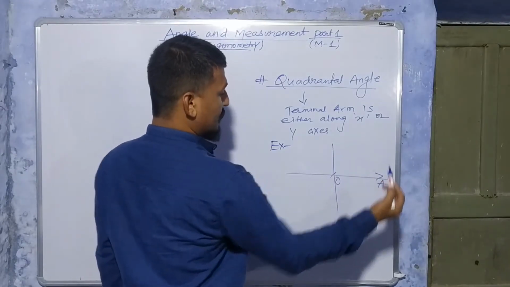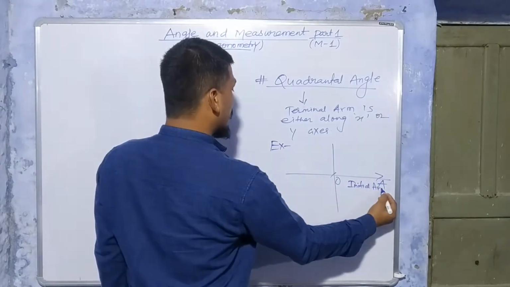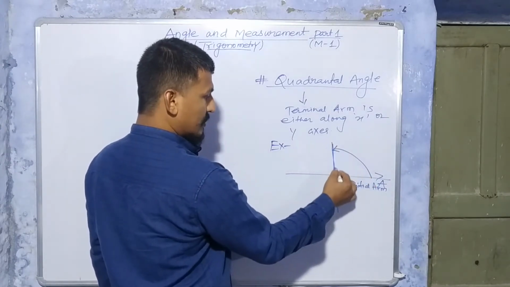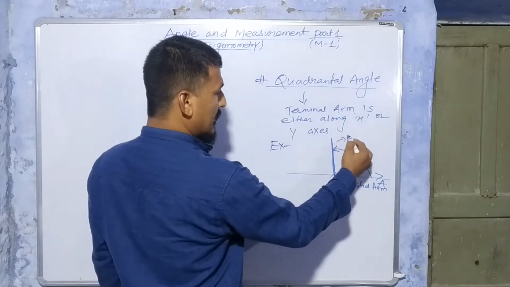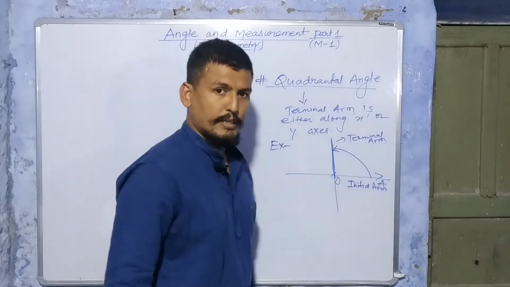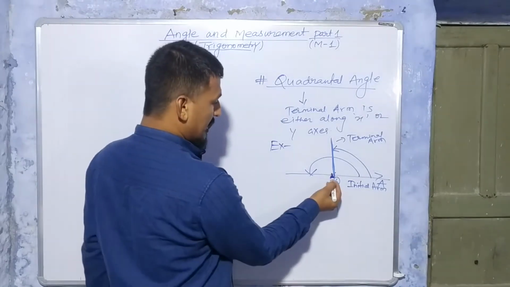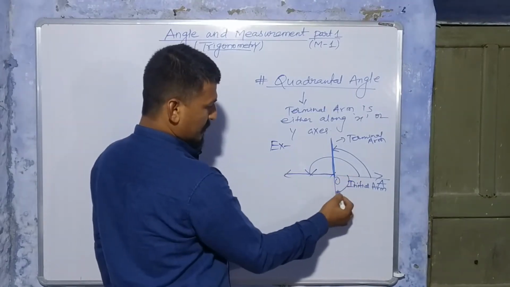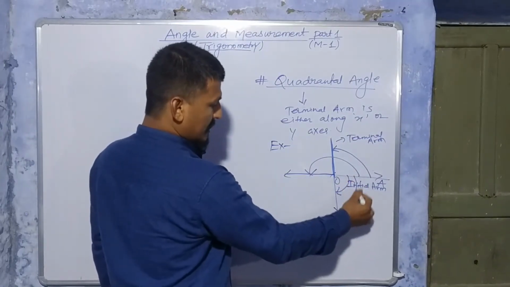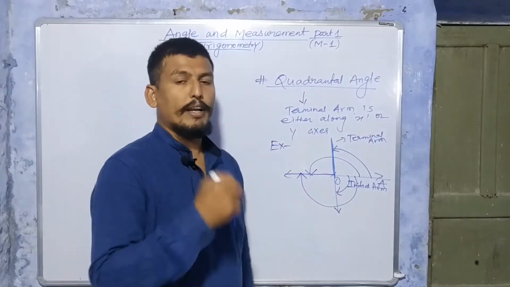Let's take an example. See here, this is O, this is A, this one is the initial arm. Now, if rotation is along the y axis, this one is the terminal arm. Terminal arm is along the y axis. Suppose this one is again terminal arm along the x axis. Suppose this one is also clockwise. Terminal arm is along negative y axis. And if it is like this, again terminal arm is along negative x axis. So these are quadrantal angles.